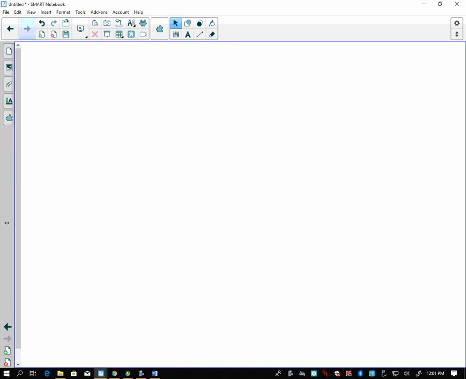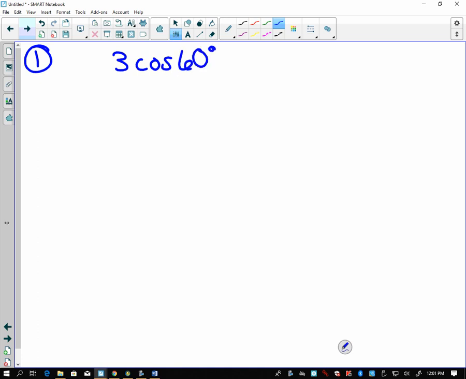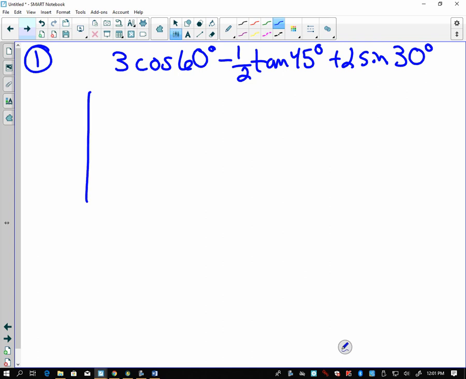We're going to go back to number 1. Number 1, draw the necessary reference triangle and evaluate 3 cosine 60 degrees minus 1/2 tangent 45 degrees plus 2 sine 30 degrees. And do not use a calculator, which should be fine. I've got a reference triangle. We'll call that 30, 60, 90. This is 1, this is 2, this is radical 3, because I know my ratios.